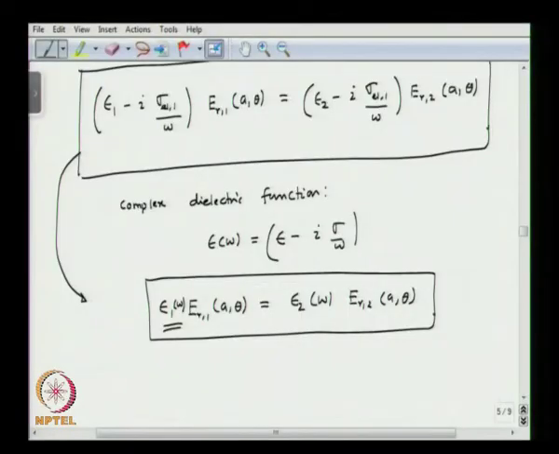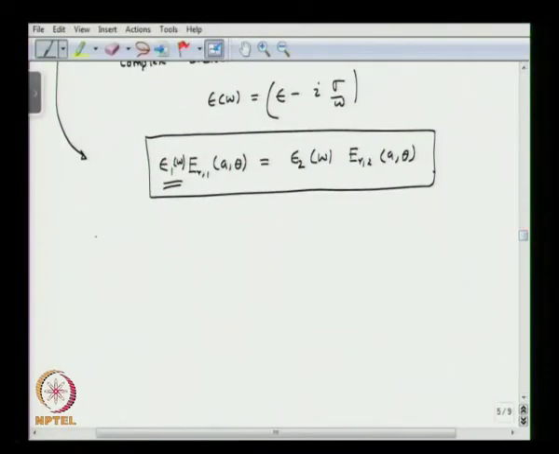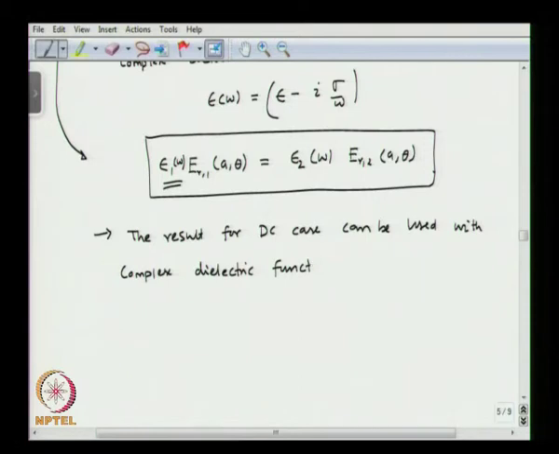So, we have a solution for the dielectric force for the DC case, and if you modify the Clausius-Mossotti factor to include the complex dielectric function in place of the dielectric constant itself, then we can get an expression for the dielectrophoretic force for the AC case, okay. So, the result for the DC case can be used with the complex dielectric function in the Clausius-Mossotti factor.